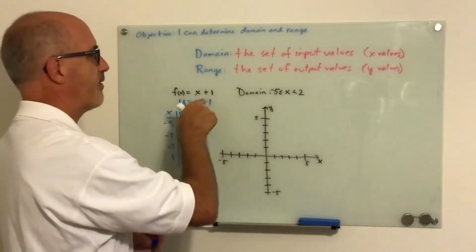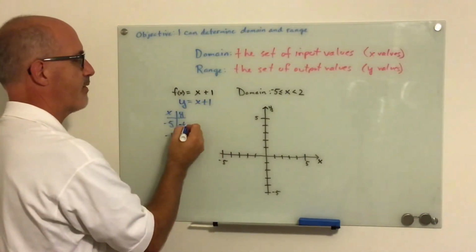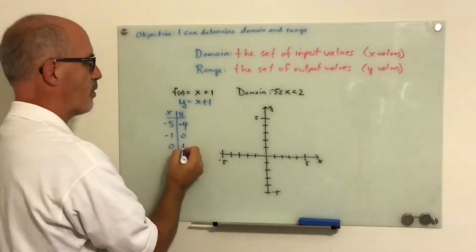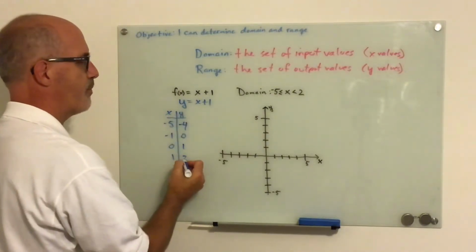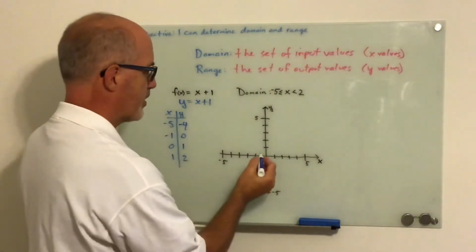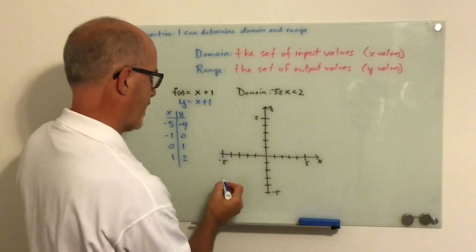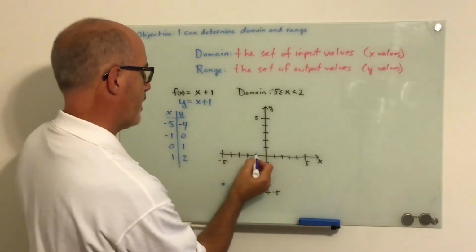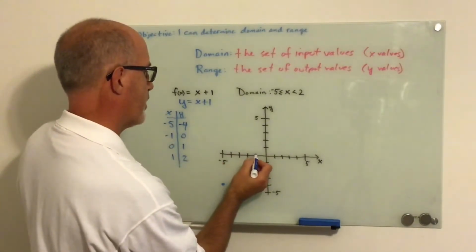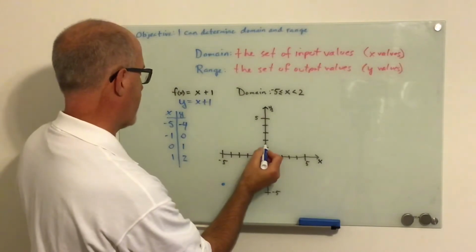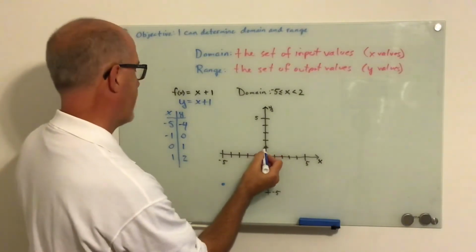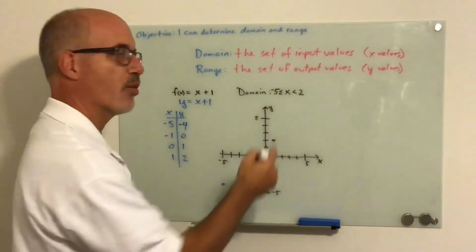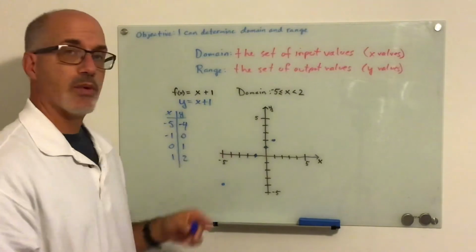So -5, if I put it in here and add 1, I get -4. -1 plus 1 gives me 0. 0 plus 1 gives me 1, and 1 plus 1 gives me 2. Let's go ahead and plot those points. So at -5, I go down to -4 down here. At -1, I'm going to go to 0. At 0, I'm going to go up to 1. And then at 1, I'm going to go up to 2. And then if I were to put in 2, I get 2 plus 1 is 3.